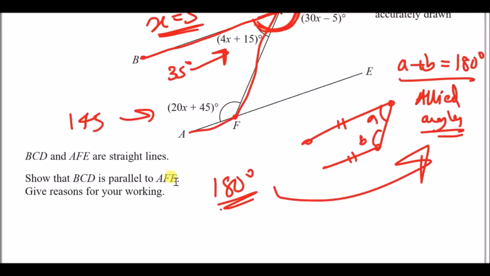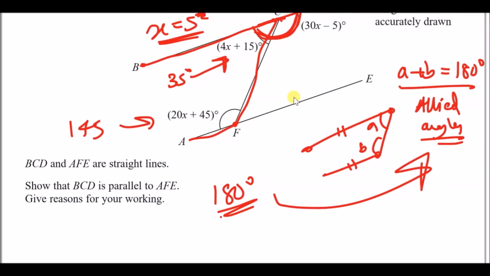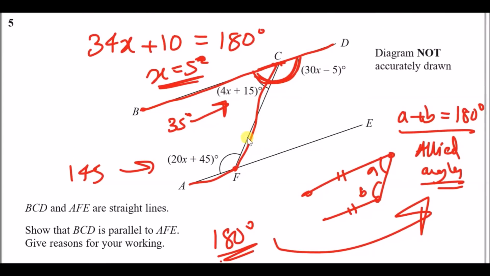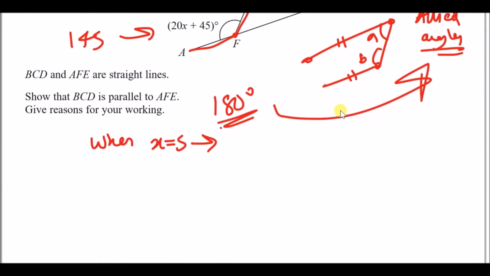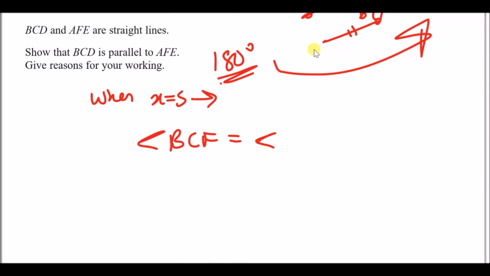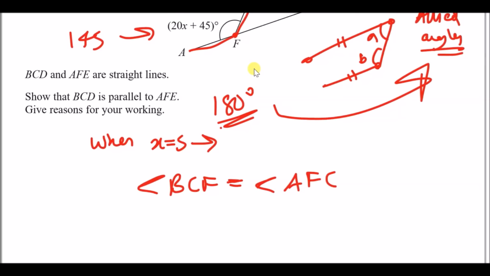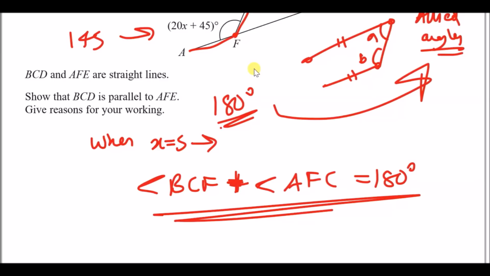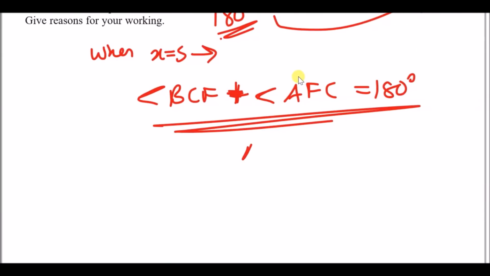So they're allied angles. So you can say when x equals 5, angle BCF and angle AFC add up together to make 180 degrees. And that's it. This will be classified as allied angles.